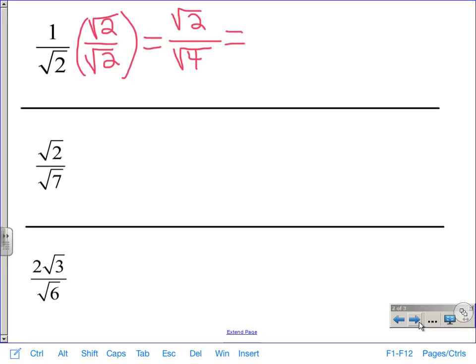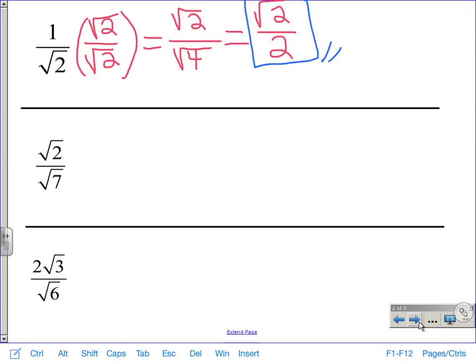So now I can go ahead and, step 2, simplify my radical. Radical 2 over the square root of 4, which is 2. The third step would be to simplify the fraction, but there's nothing that I can do to simplify it. So this here is going to be my final answer.